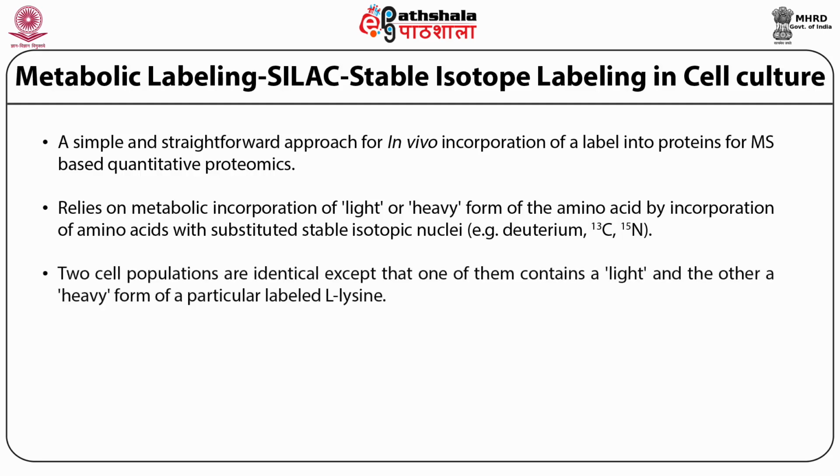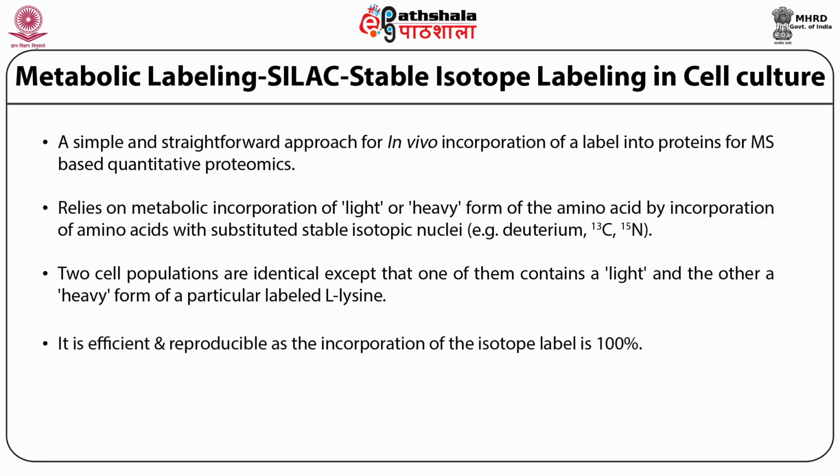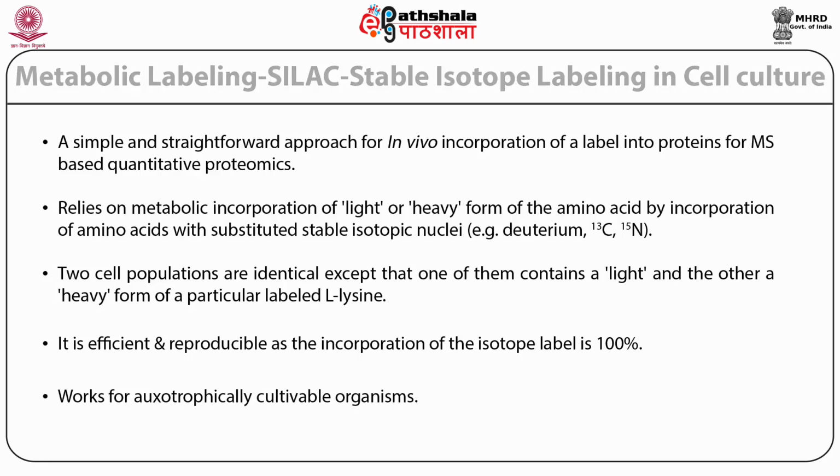Two cell populations are identical except that one of them contains a light and the other contains a heavy form of a particular labeled L-lysine. It is efficient and reproducible as the incorporation of the isotope label is 100%. It works perfectly well for auxotrophically cultivable organisms.